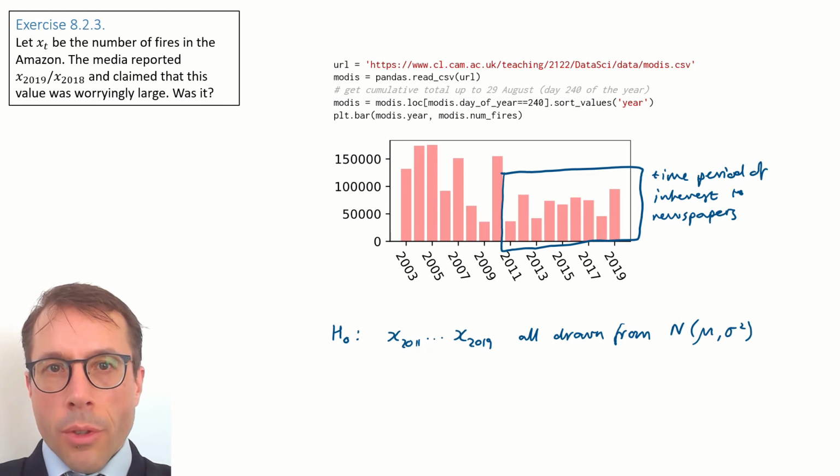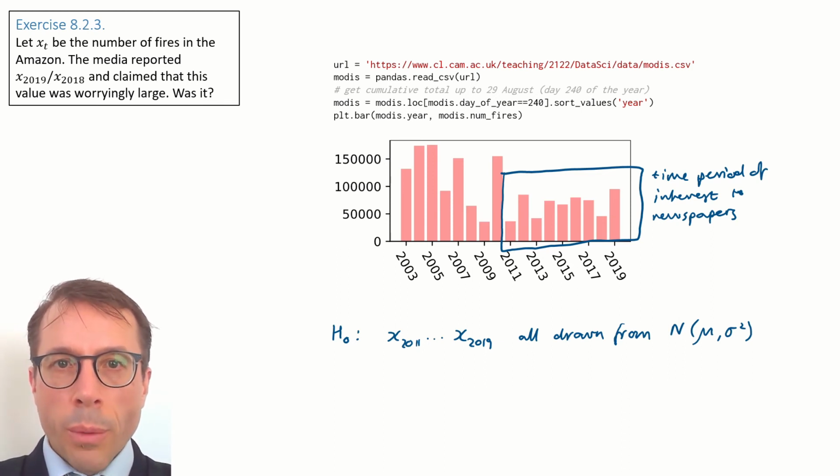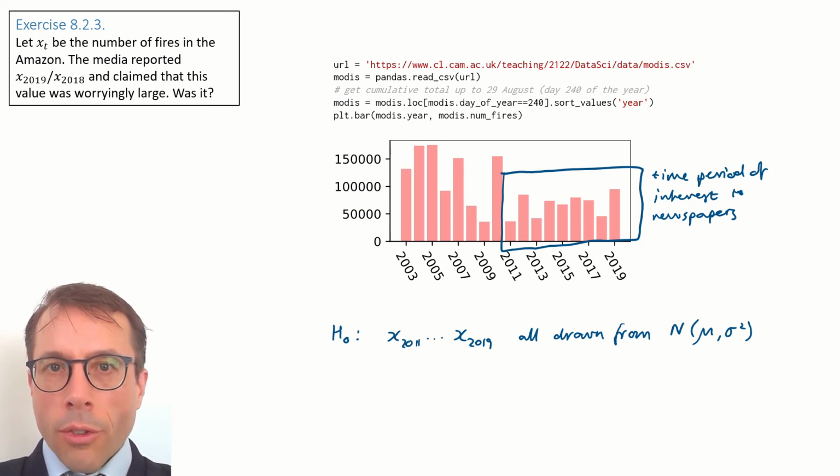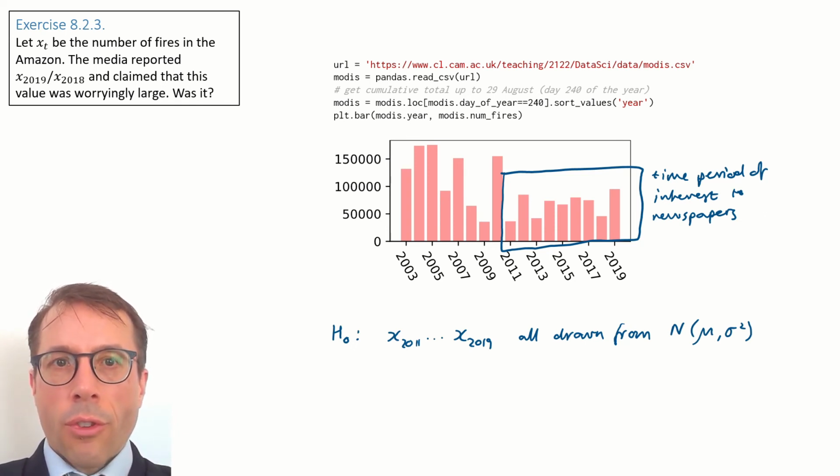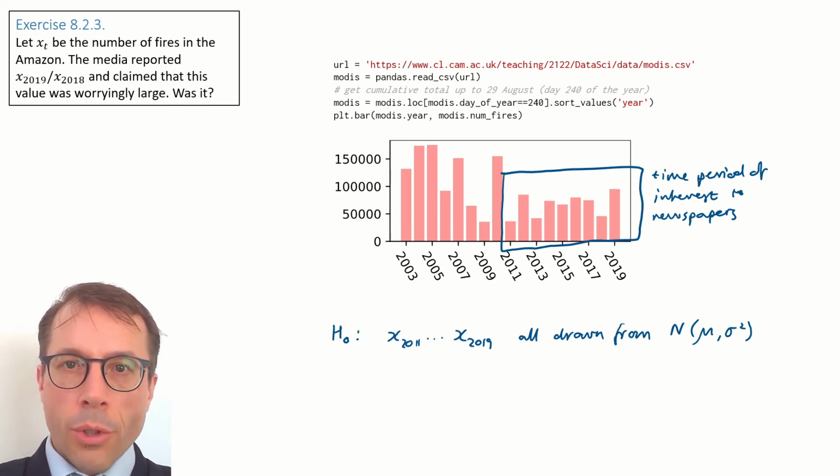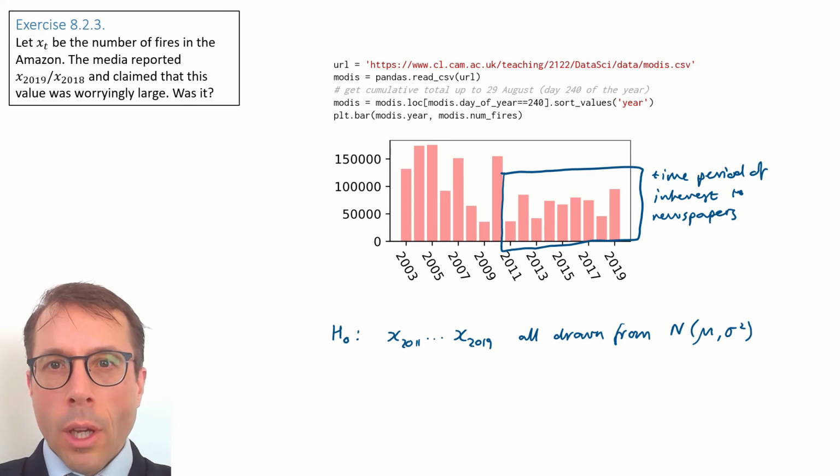The null hypothesis is the default belief, the conservative assumption, the thing we'll believe unless there's evidence telling us otherwise. In this case, I'm going to use as my null hypothesis the model that all these values from 2011 onwards are drawn from the same distribution, let's say normal with mean mu and variance sigma squared.